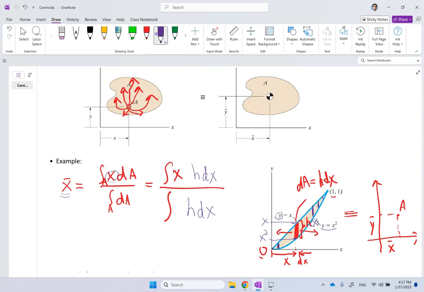So this h, as you can see, is the top y, which is x, minus the bottom one, which is x squared. So this h is x minus x squared in both places. Done. So now if we continue, this is going to be the integral of x times x minus x squared. So x times x is x squared. X times x squared is x cubed. And then dx. And the bottom portion is just x minus x squared dx.